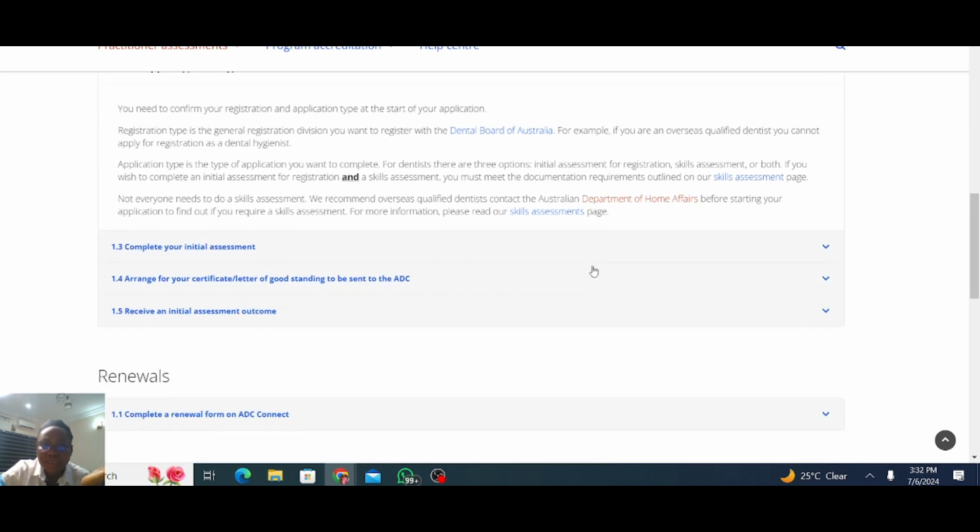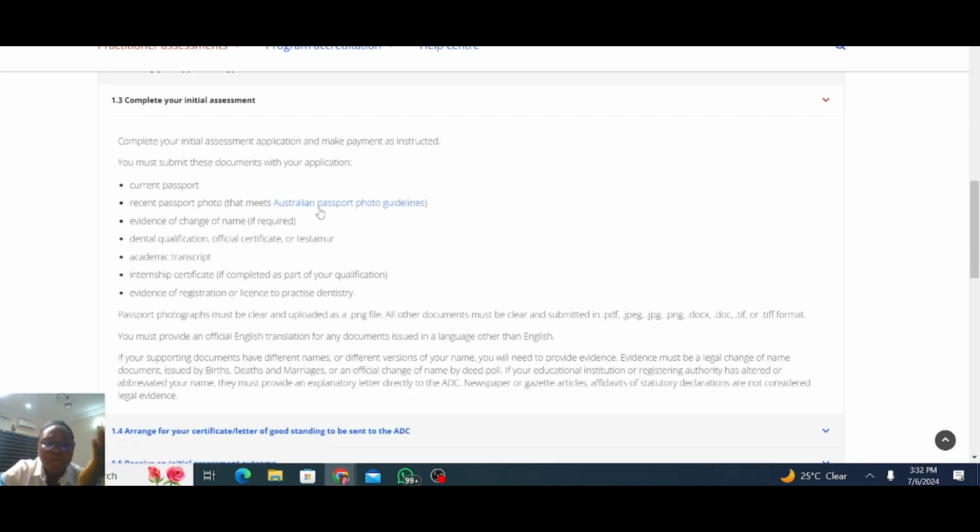Do you understand? Now, the next one is to complete your initial assessment. This is what you need. This is the document you need to submit. Once you get these documents ready and you have the registration money ready, you are good to apply for assessment. The first one is a current passport. You must have the passport of your country, a recent passport photograph of you, and evidence of change of name.